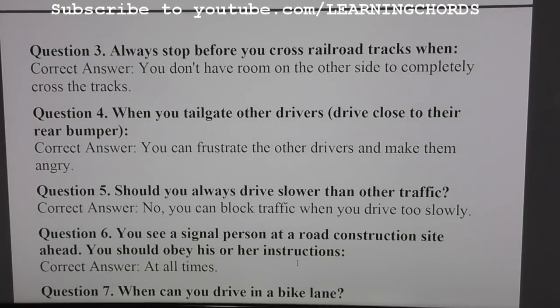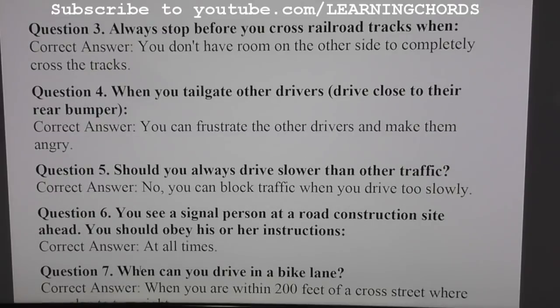Question 6, we're almost done. You see a signal person at a road construction site ahead. You should obey his or her instructions at all times. It's just like a crossing guard. You obey their instructions at all times. And what was the other thing? The red light on the back of the bus. You're all going to get that answer, right? When it's flashing, you stop.